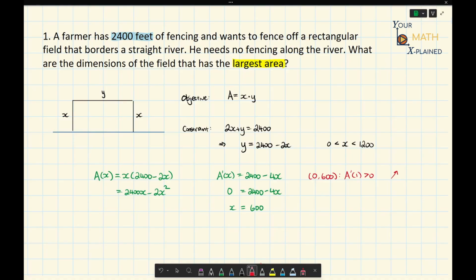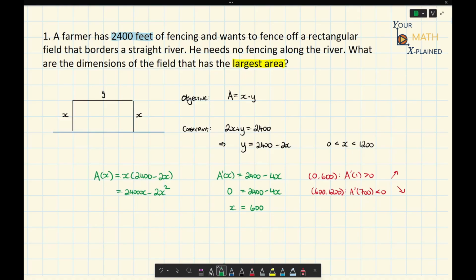in that interval. And then from 600 to 1,200, we can do another test point. So let's say A prime of 700. We can see that this is going to be less than 0, which means our function is going to be decreasing on that interval. So therefore, because the function is increasing before the critical point and then decreasing after, we know that x is equal to 600 must be a maximum.